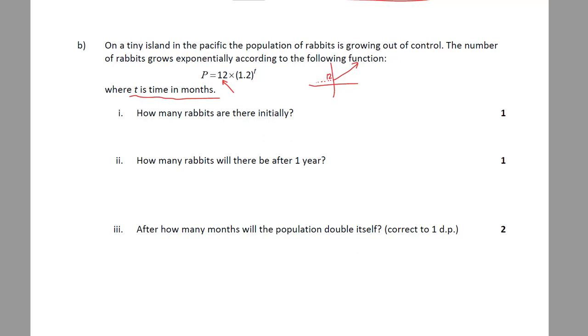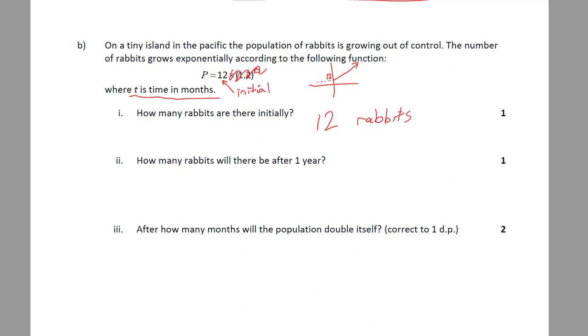So the 12 is the y-intercept, and you can also call it the initial value. That's confirmed because initial means time equals 0. If I said 1.2 to the 0, we said anything to the 0 is 1, it's just 12 times 1. Yep, how many rabbits are there initially? There are 12 rabbits.